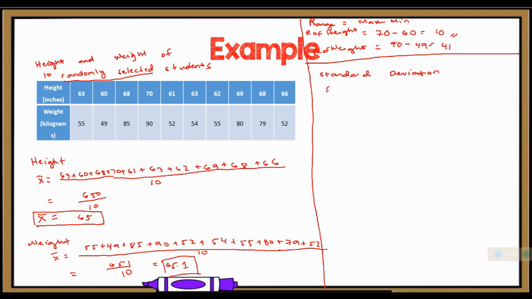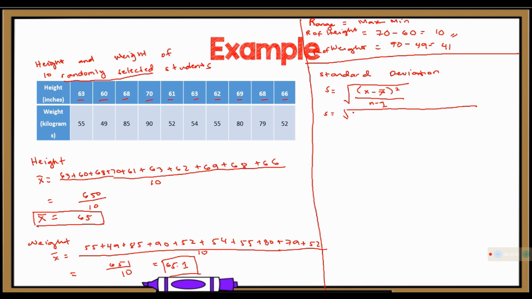So we are going to use the formula for the sample standard deviation. That is the square root of the difference between the x observation minus the mean squared, all over n minus 1. So what is our n? Our n is, of course, 10. And what are the values of x? So the values of x are our observations here: 63, 60, 68, 70, 61, 63, 62, 69, 68, and 66. Medyo mahaba-habang computation to.